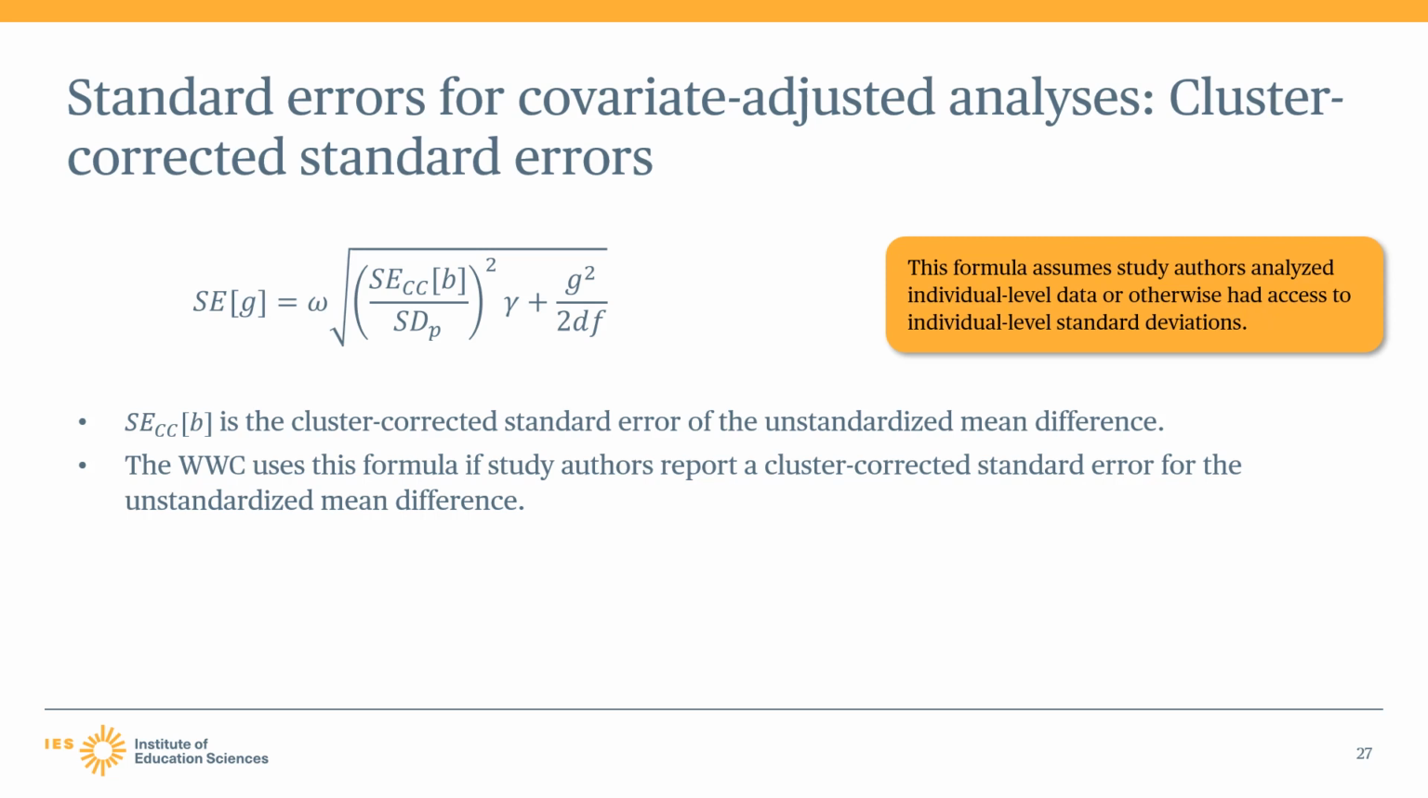Study authors could also conduct a single-level ordinary least squares regression model and then adjust the standard errors at the unit of assignment level using cluster-robust standard errors. Either of these approaches can yield regression coefficient standard errors that account for clustering. If the study authors reported a cluster-correlated standard error for the unstandardized mean difference, or SECCB, then the WWC will compute the effect size standard error using typical information required to calculate effect sizes in these scenarios, plus the cluster-corrected standard error.